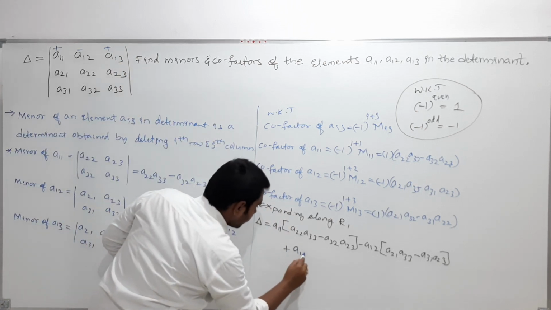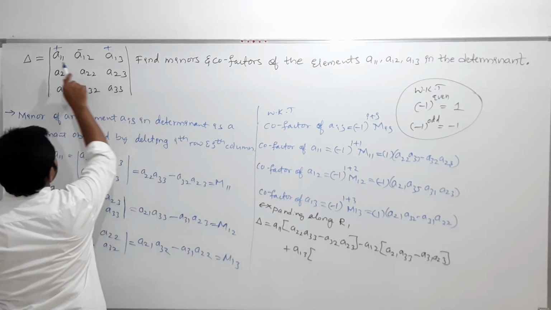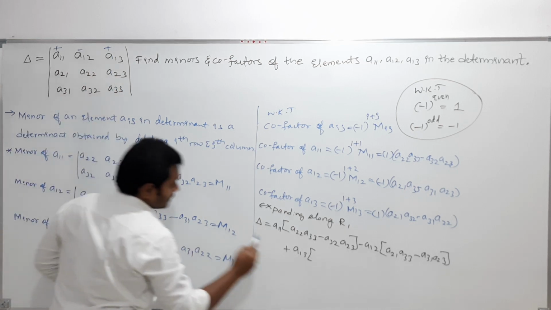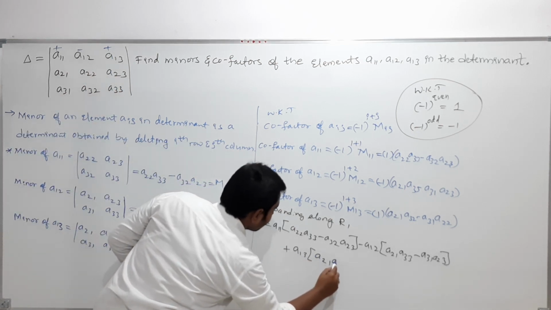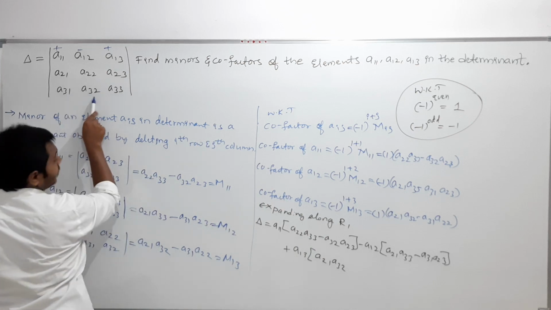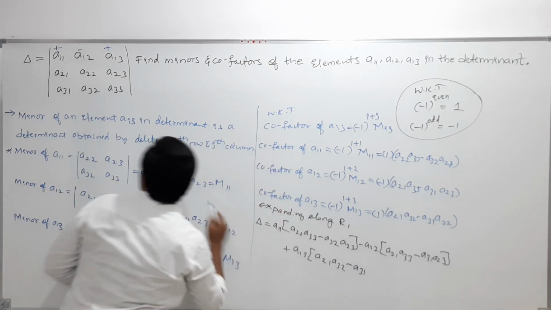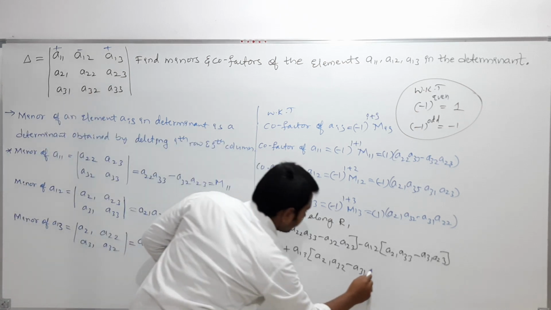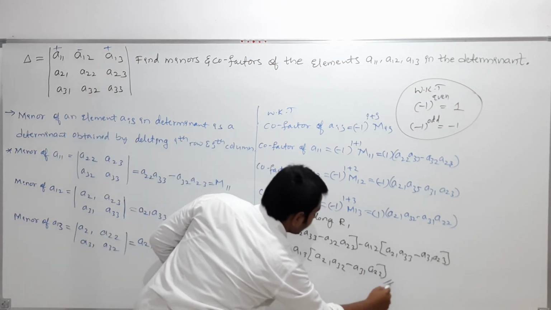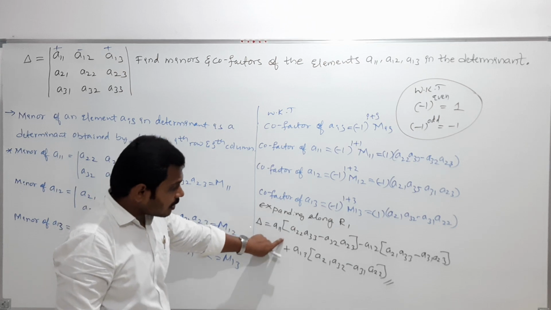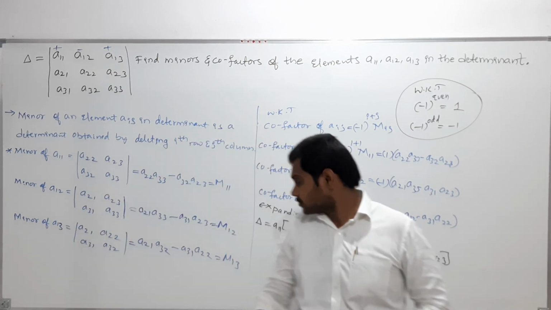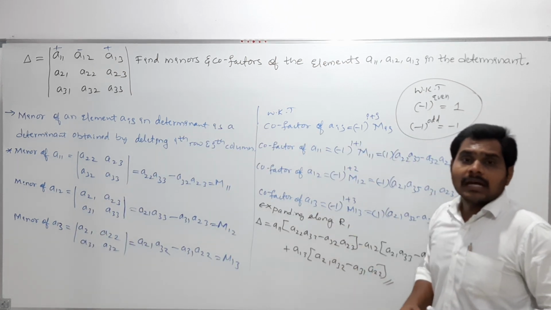Plus A13. What happens here? Leave this row and this column, so the remaining elements are A21 A32 minus A31 A22. So my dear students, this is your required determinant value.